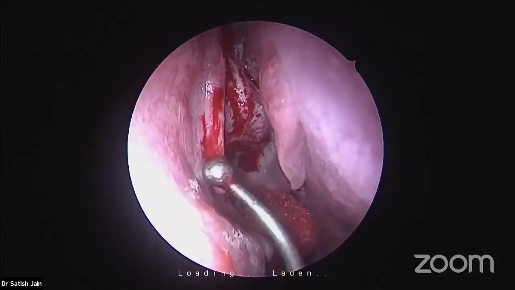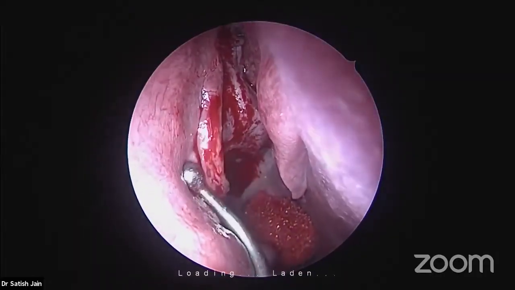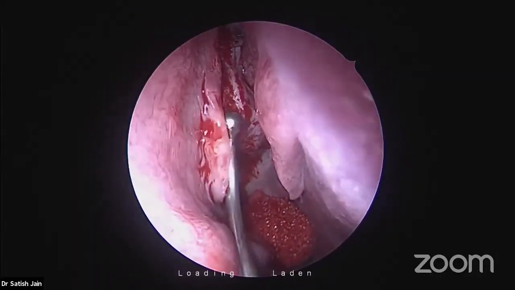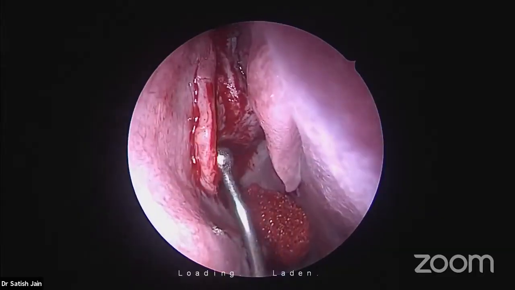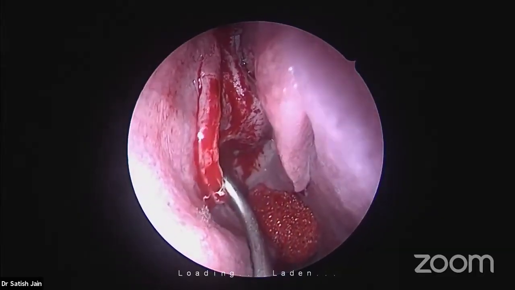Now, this is your uncinate process. Can you see? Very well, sir. See this, everted. Why was it everted? Because of the polyp disease. See, this is the uncinate.